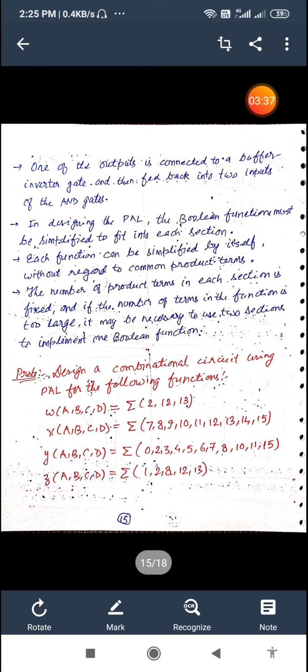So here the question is to design a combinational circuit using PAL for the following functions. 4 functions are given: W, X, Y, Z. For W it is 2, 12, 13. For X it is 7, 8, 9, 10, 11, 12, 13, 14 and 15. For Y it is 0, 2, 3, 4, 5, 6, 7, 8, 10, 11, 15. For Z it is 1, 2, 8, 12, 13.